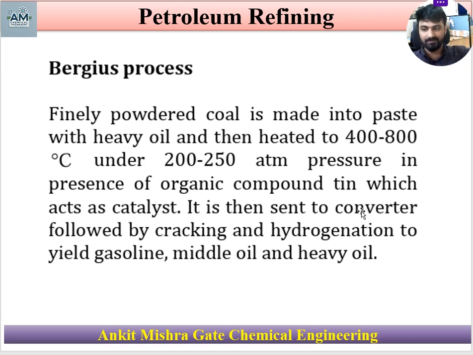Now coming to the Bergius process. Here in this process generally what is happening, the finely powdered coal is made into a paste with heavy oil and then heated to 400 to 800 degrees centigrade under 200 to 250 atm pressure in the presence of an organic compound, and the catalyst which is used in the Bergius process is steam. Then it is followed by cracking and dehydrogenation to give a higher yield of gasoline, mid oil and heavy oil.